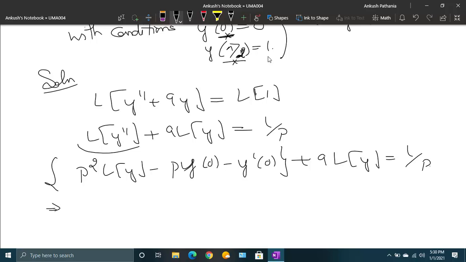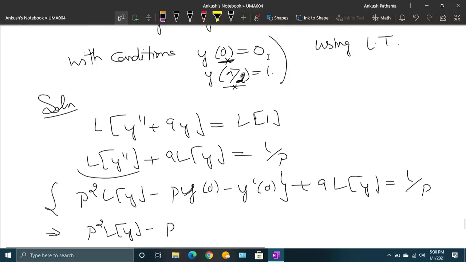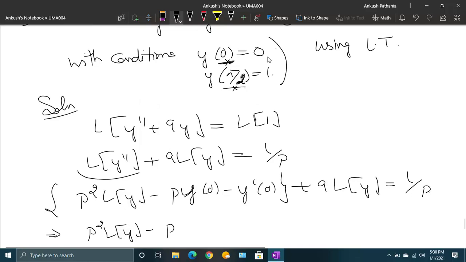So this implies p squared Laplace of y minus p times y(0). You can see here y(0) is 0, so you get 0 minus y dash 0. This is the difference in solving a boundary value problem. Here you do not have the value of y dash 0. You have been given a value at some other point. So we take y dash 0 as such.